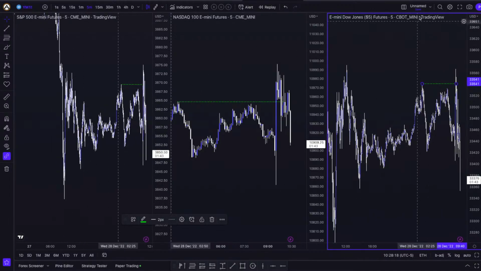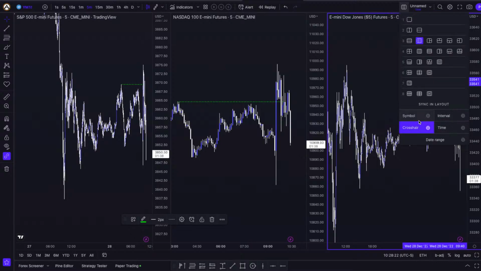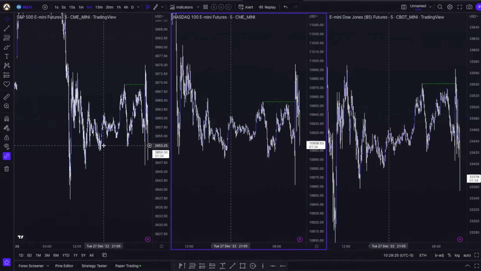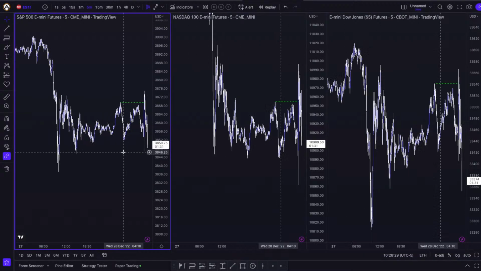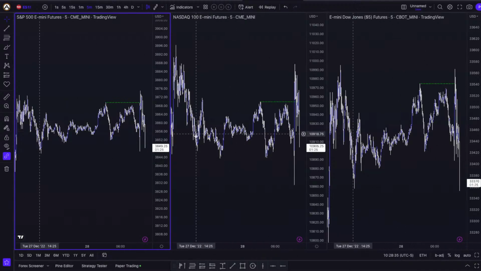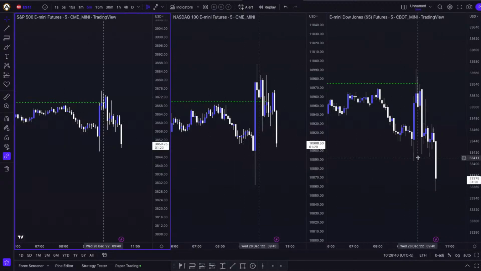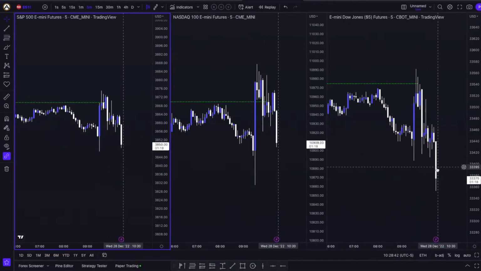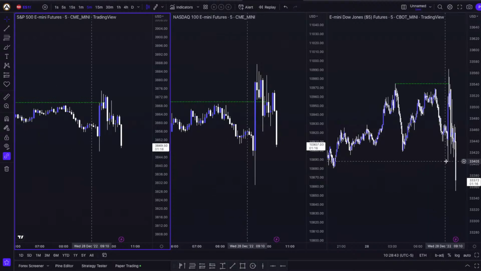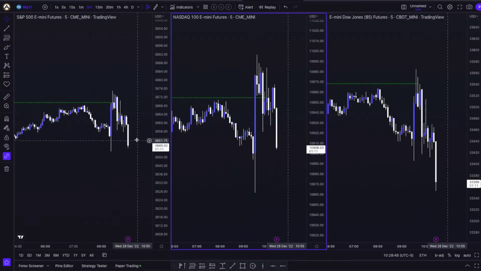If we zoom out on our charts, let me actually sync them up quickly. Interval, time, and date range. Alright, so the low we formed right here. So yeah, there's actually a huge divergence. So the SP 500 index is currently lagging behind, because the E-mini Dow Jones already formed a new lower low, a new low of the day compared to Nasdaq and the SP 500.